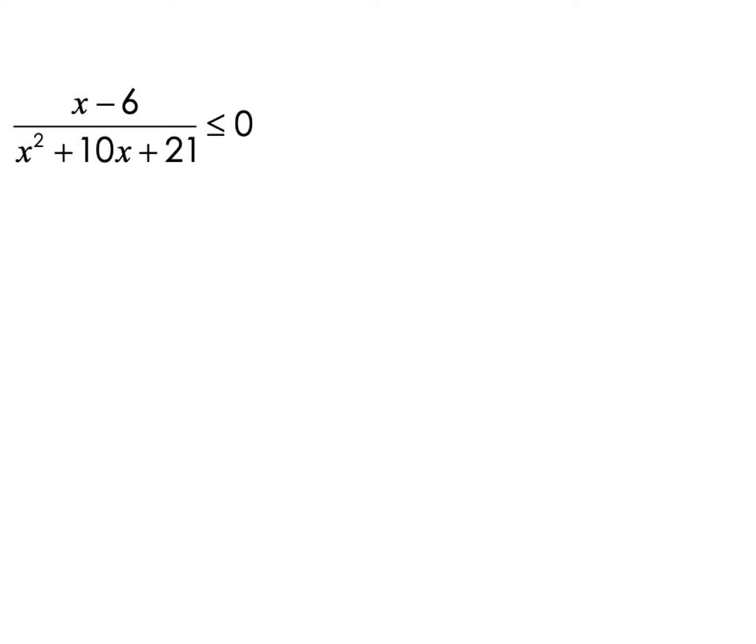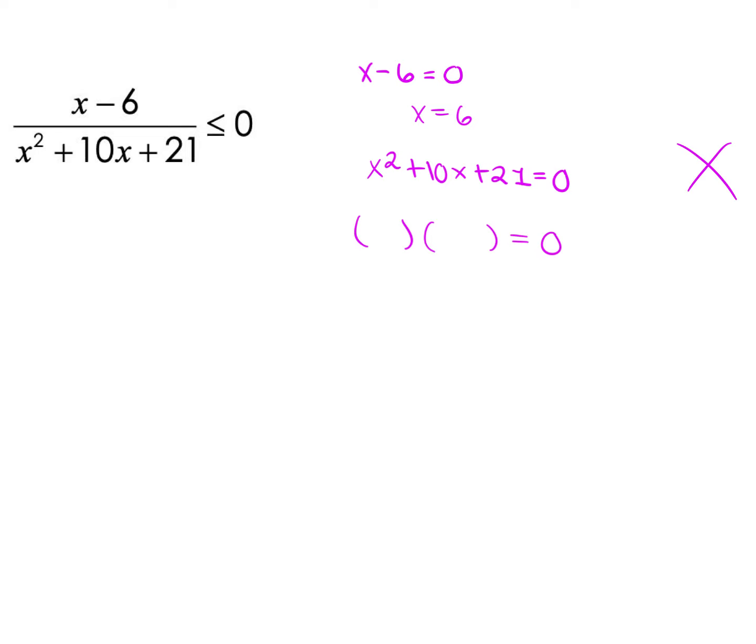Here we have x minus 6 over x squared plus 10x plus 21. And we want to know when this is less than or equal to 0. First, we set x minus 6 equal to 0. So that's when x equals 6. And then we have x squared plus 10x plus 21 equals 0. So we're going to factor this as two binomials set equal to 0. We need two numbers that multiply to 21 and add to 10. So that's going to be 3 and 7.